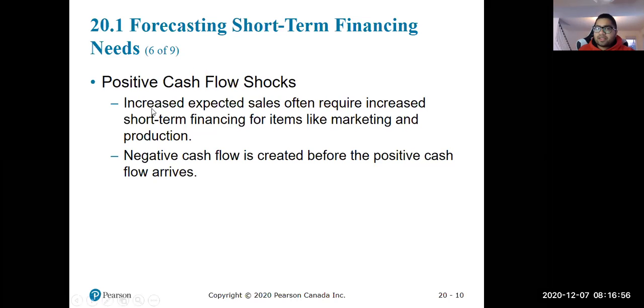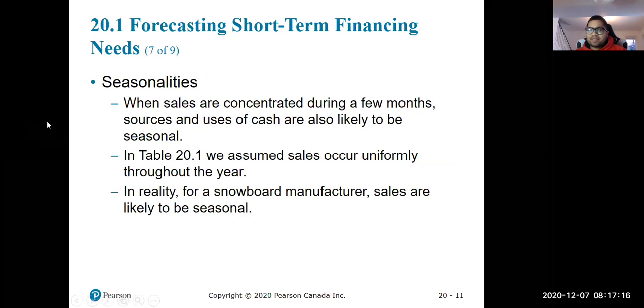Positive cash flows. Increased expected sales often require increased short-term financing for items like marketing and production. Negative cash flow is created before the positive cash flow arrives, right? So generally an increase in sales is an example of a positive cash flow shock. Or it could be seasonality. When sales are concentrated during a few months, sources and uses of cash are also likely to be seasonal. So they have given a table in the book. We have assumed sales occur uniformly throughout the year, but it may not be true.